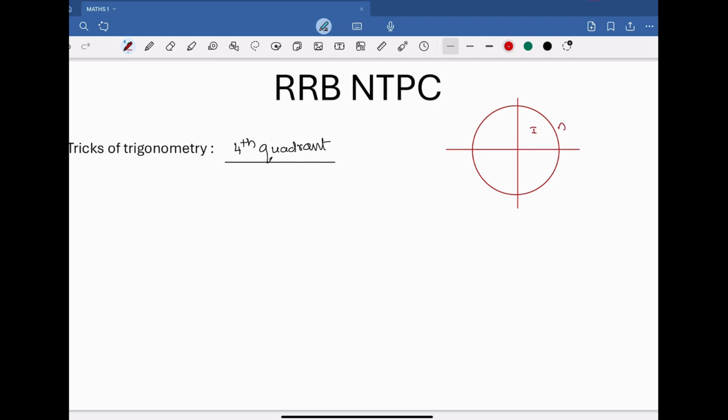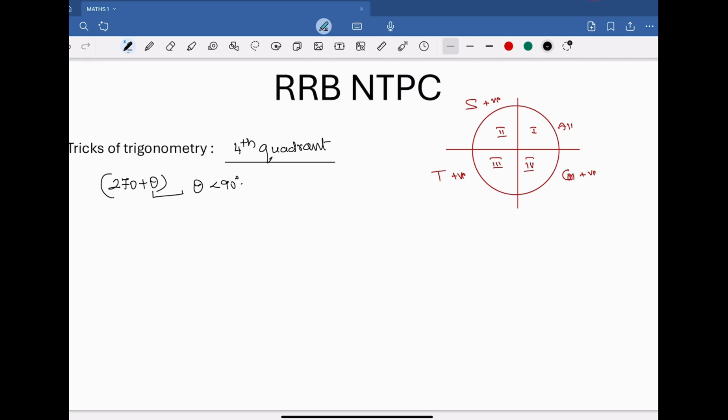First quadrant all positive, second quadrant sin positive, third quadrant tan positive, fourth quadrant cos positive. Now, where will it be? The fourth quadrant will be 270 plus theta, where theta is less than 90 degrees. I am not talking about the boundaries.